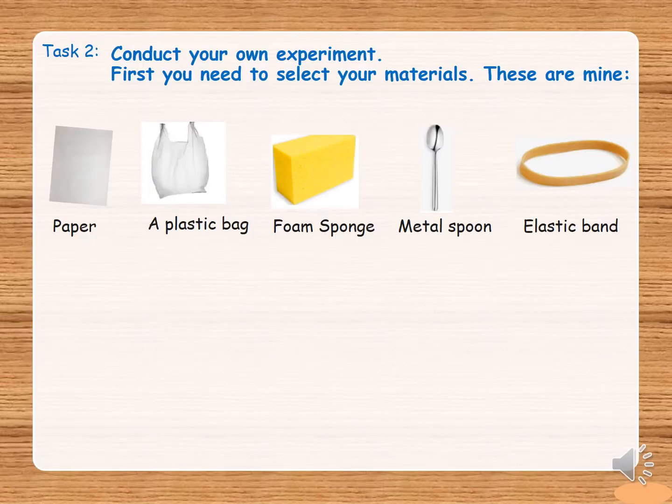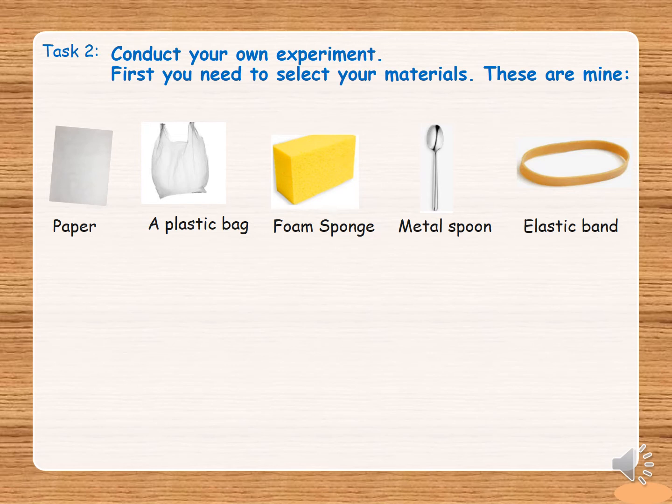Okay, so we are going to conduct an experiment. During our experiment, we are going to test the different ways that we can change the shapes of solid objects. But first, we need to select our materials. On the screen, you will see the materials that I have chosen. I've chosen paper, I have a plastic bag, I have a foam sponge, a metal spoon, and an elastic band.